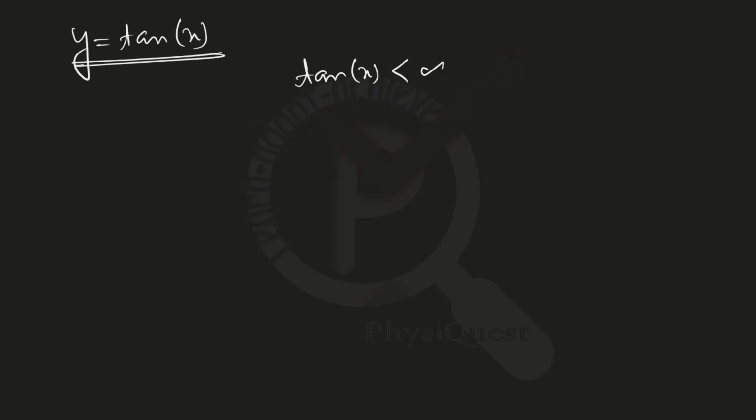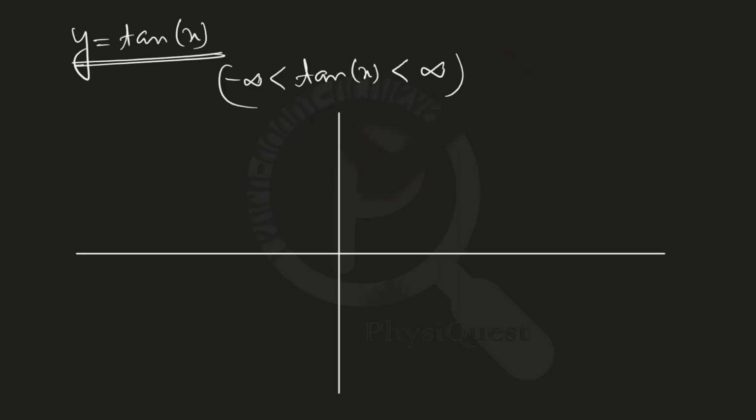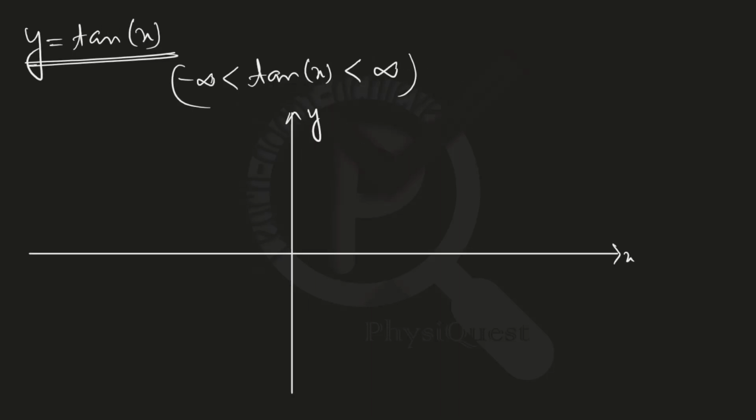Next is y equals tan x. So we know that tan x can take any real values, from minus infinity to plus infinity. So here we want to plot this. Here is the y-axis, here is the x-axis. Now if we try to plot this, the graph becomes something like this.